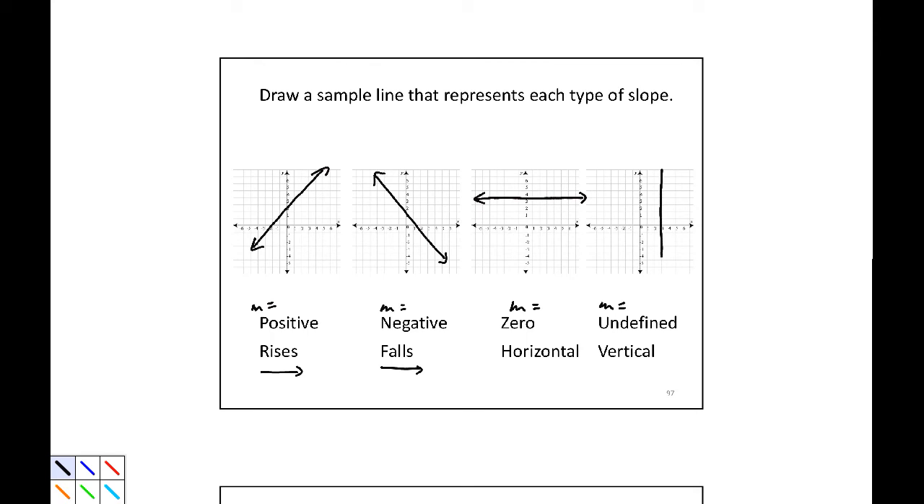And this one, if you notice, is not a function. That one is not a function. This one is constant. This one is increasing for its whole domain, and this one is decreasing on its whole domain.